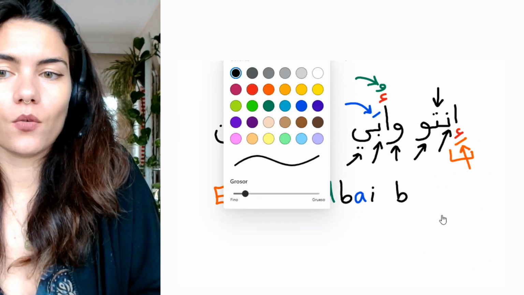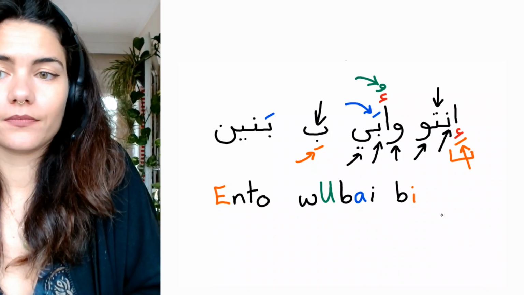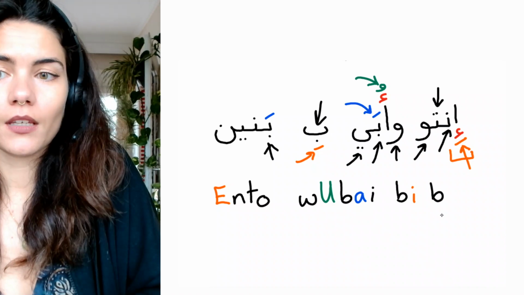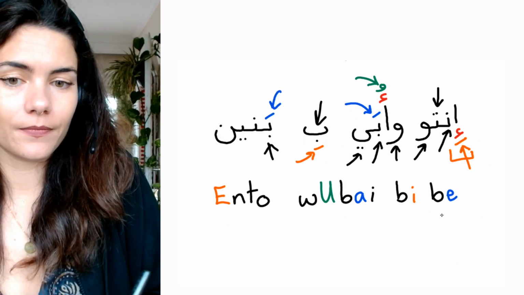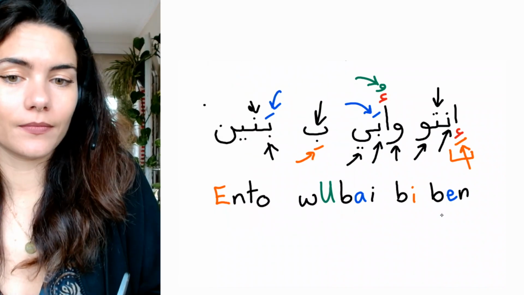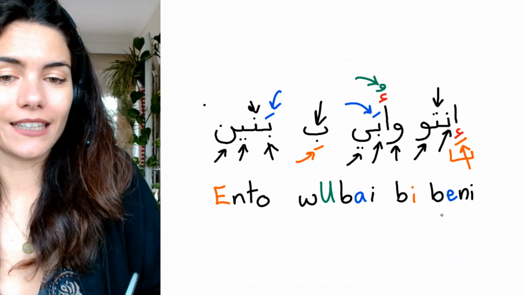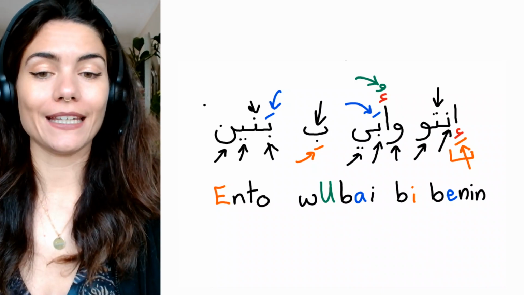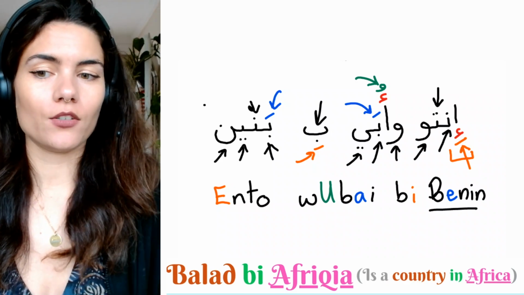B, with a short vowel. I, B, B, with a short vowel. A or E, B, N, I, N. Ento, U, Ubay, B, Benin. Benin بلد بإفريقيا. It's an African country.